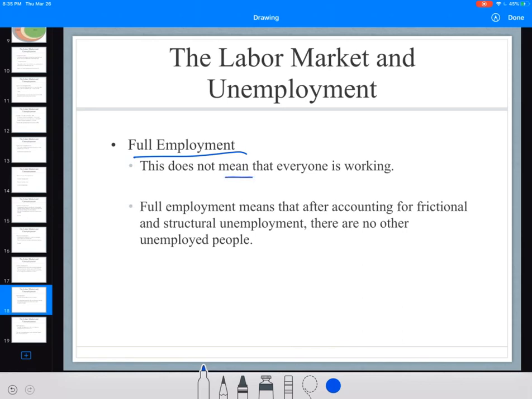So full employment does not mean that everyone is working. Full employment means that after accounting for the type of unemployment that occurs because people switch jobs, frictional unemployment, and after accounting for structural unemployment, which is a part of a modern economy, because people with old skills lose their jobs and they don't have the new skills to take the new jobs, there are no other unemployed people. So full employment simply means no cyclical unemployment.